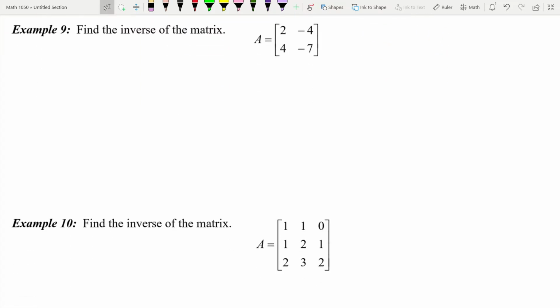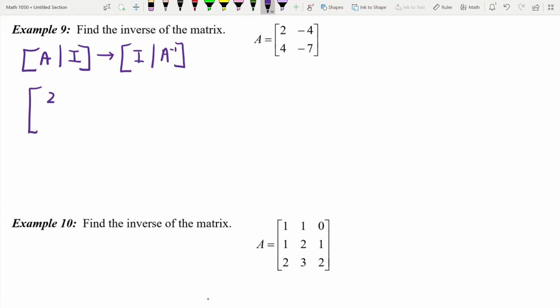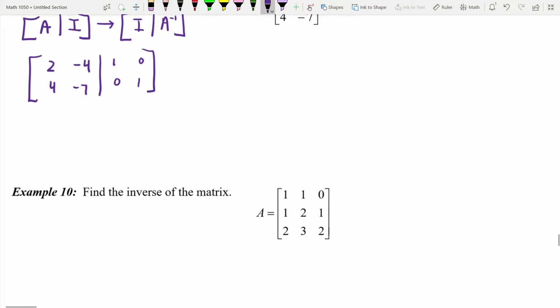Find the inverse. Okay? Here's what you do. You put matrix A on the left. You put the identity on the right. Then you manipulate it so you have the identity on the left and your inverse ends up on the right. Okay? So here we go. Take your A and put it on the left. On the right goes your identity. Now, I have to turn the left-hand side into the identity, okay?